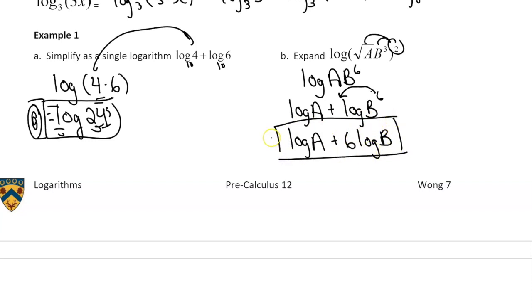Okay, let's do a log. Okay, I'll stop it after this. I don't know what I'm thinking.